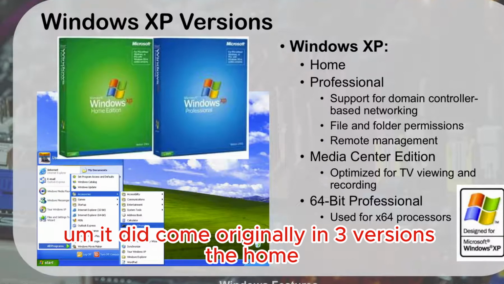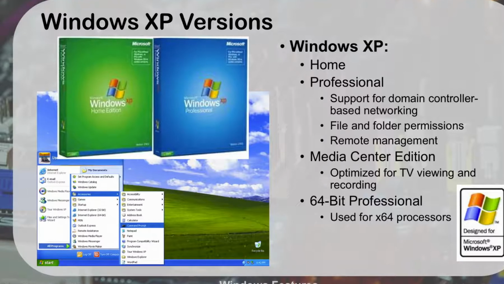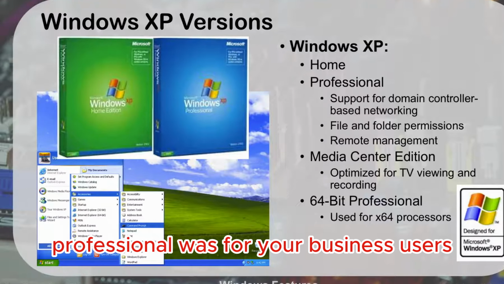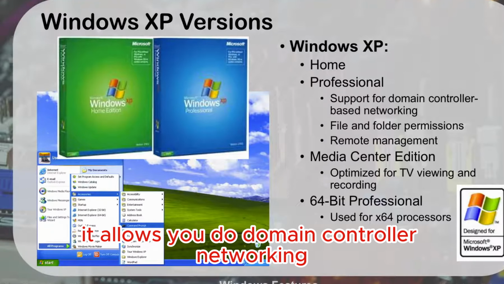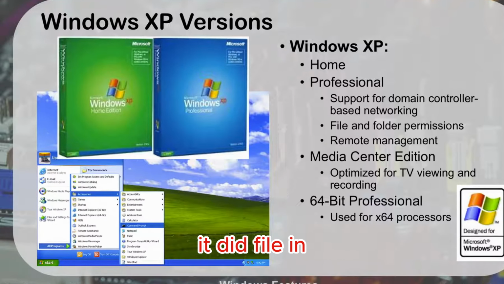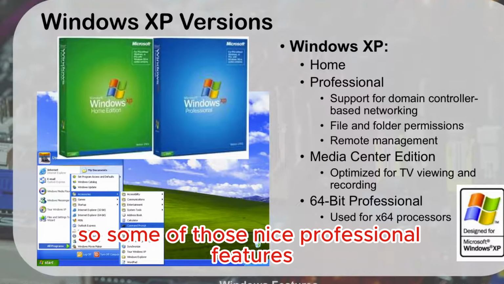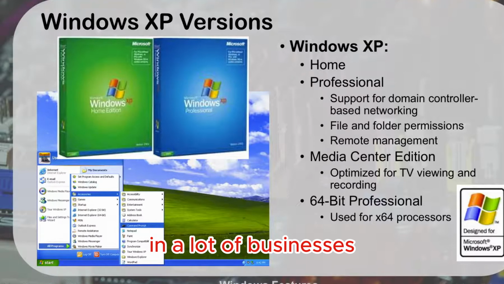It did come originally in 3 versions, the Home, the Professional, and the Media Center version. The Home was for your home users, Professional was for your business users. It allowed you to do domain controller networking, which is what we use in large enterprises. It did file and folder permissions and remote management. So some of those nice professional features, and you'll still see this out there in a lot of businesses.